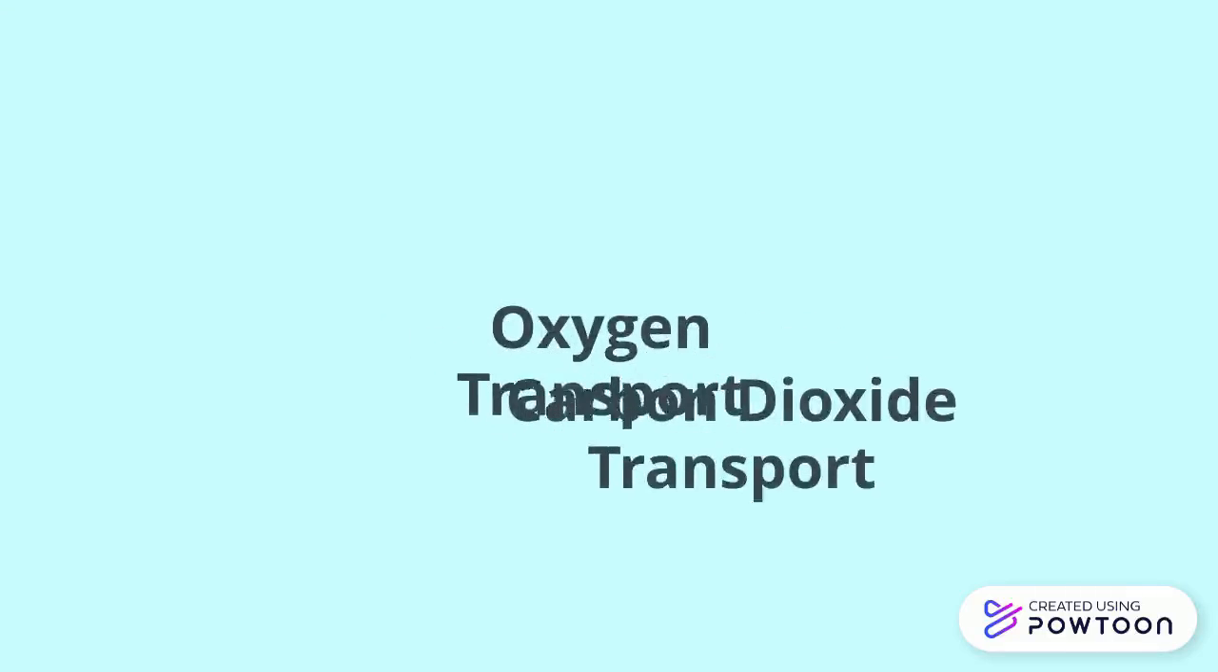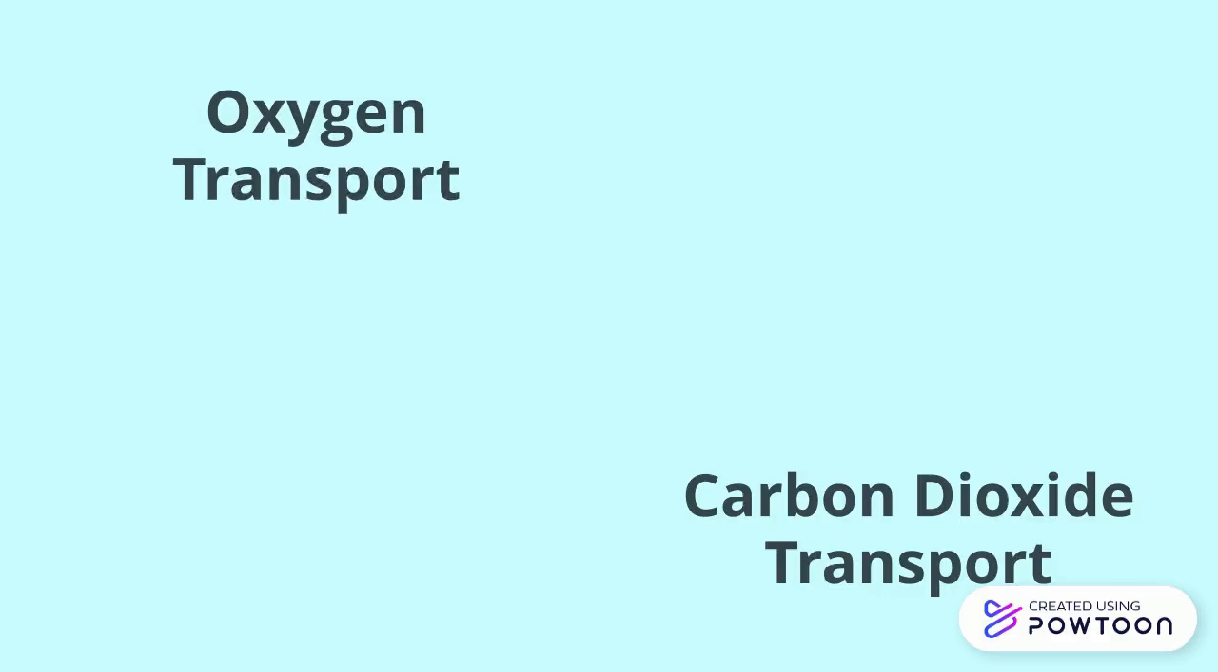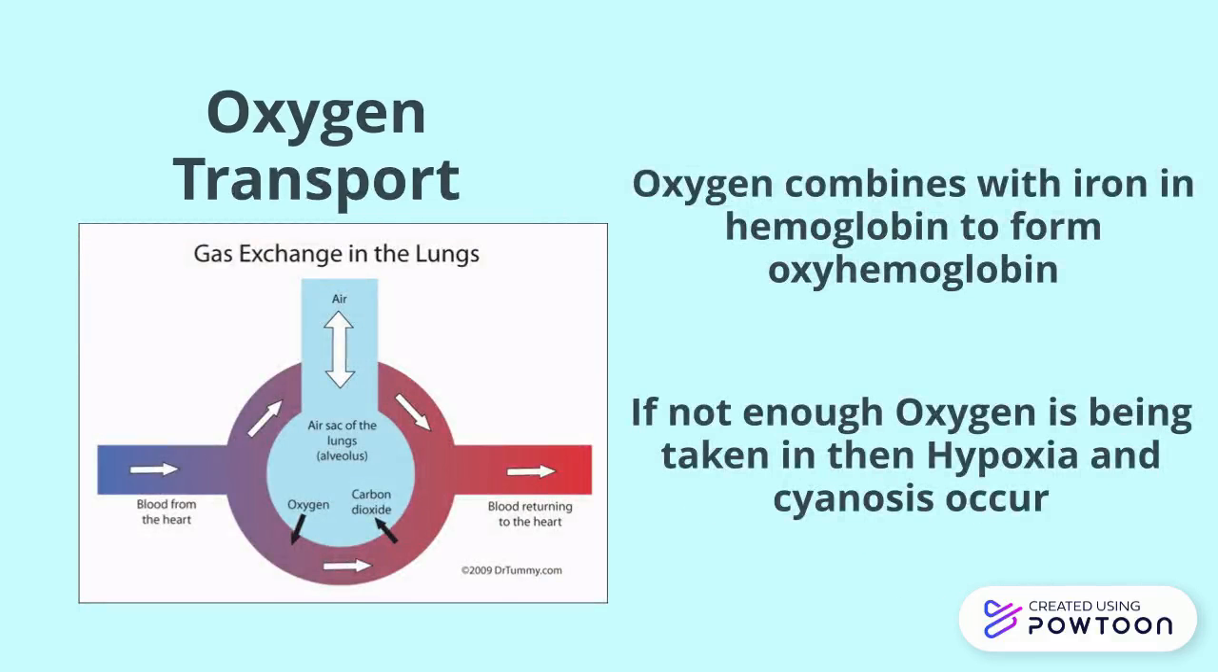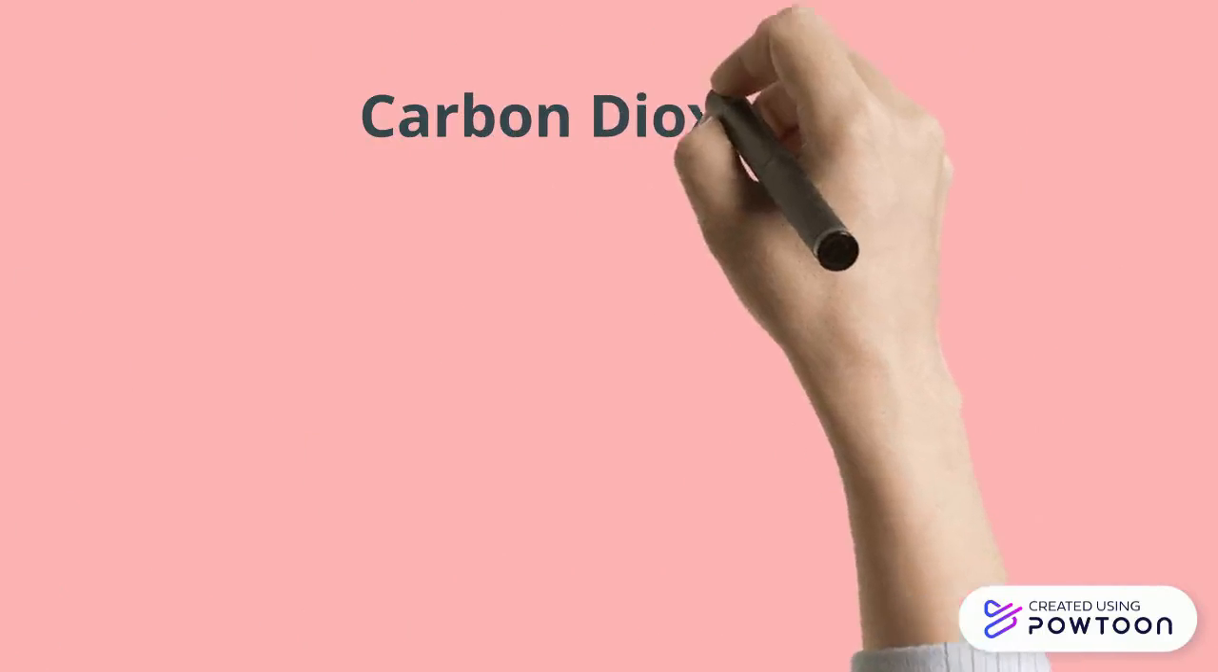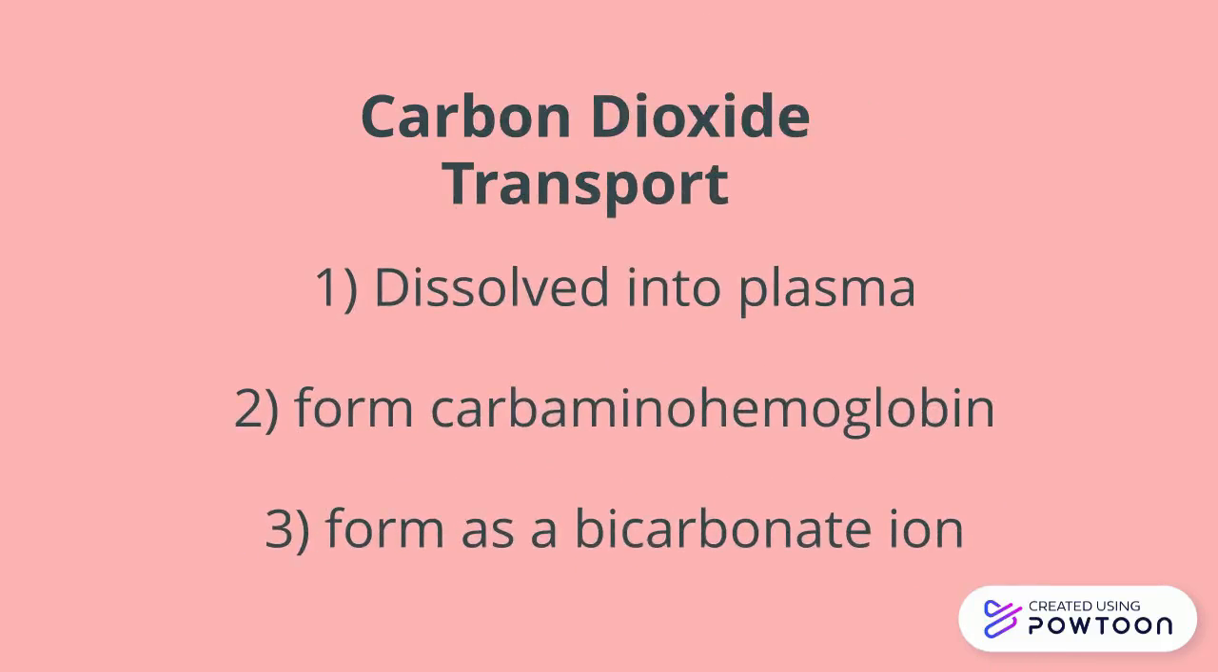There are two gases that are transported: oxygen and carbon dioxide. In oxygen transport, oxygen combines with iron in hemoglobin to form oxyhemoglobin. If not enough oxygen is being taken in, then hypoxia and cyanosis will occur. In carbon dioxide transport, there are three methods: dissolved into plasma, form carbaminohemoglobin, and form as a bicarbonate ion.